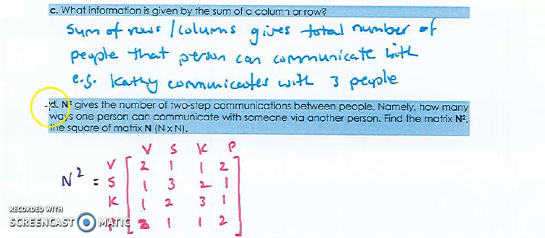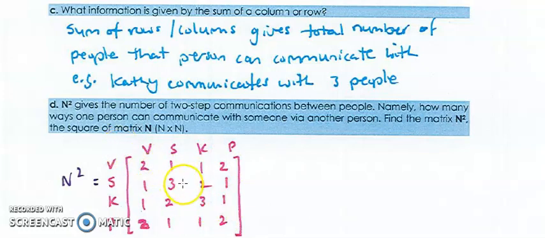D, this question here: n to the power 2, or n squared, gives the number of 2-step communications between people. Namely, how many ways one person can communicate with someone via another person. Find the matrix n squared, or in other words, the square of matrix n, which is n times n. So this is saying that we want to see how you can talk to people via another person. And you'll notice that the diagonals here will change.